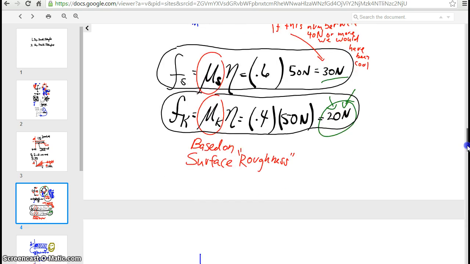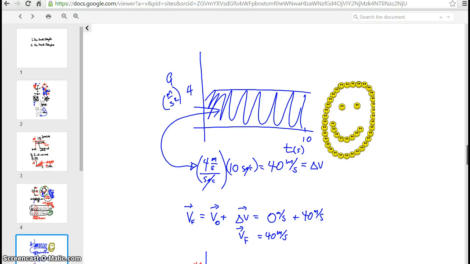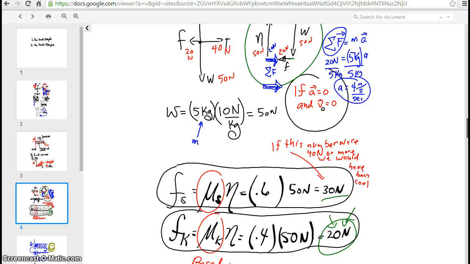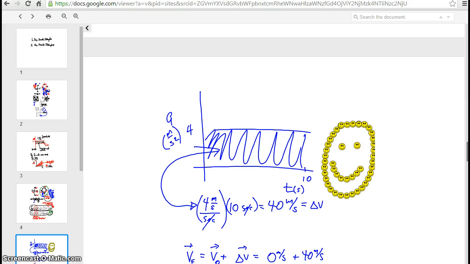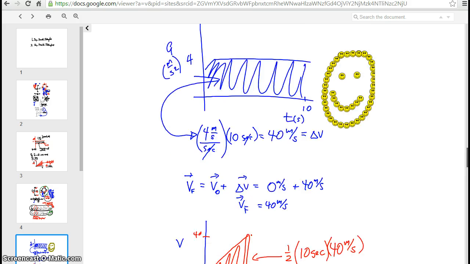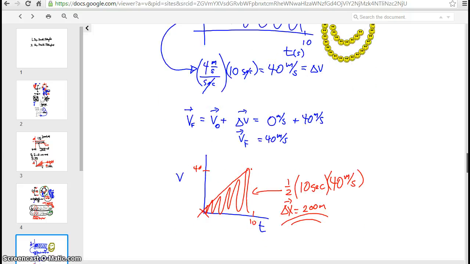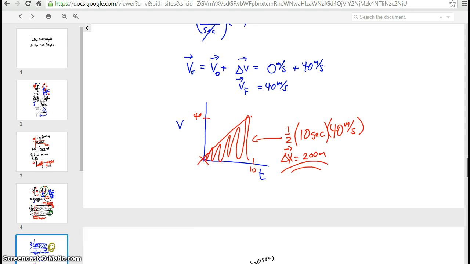Going down based on surface roughness. Yes, correct. Here's my explanation from a while ago for finding acceleration earlier and putting it in another graph, giving us a rectangle of 4 meters per second squared by 10 seconds. And we keep going down. I like the smiley face. And we're given this equation, which is half times 10 seconds times 40 meters per second, which gives us a change in position of 200 meters.